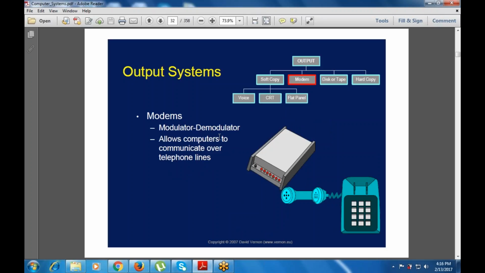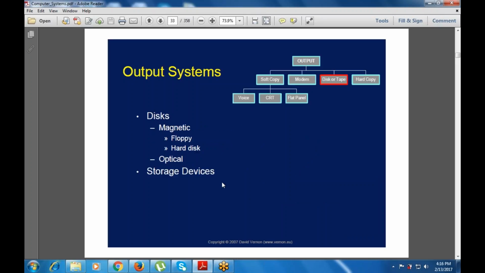Now, next is the modem. What is the meaning of modem? Can anyone tell me what a modem is? Yes, modem stands for modulator and demodulator. That means conversion of the analog into the digital signal is done by the modulator, and the conversion of the digital signal into the analog is done by the demodulator. This also allows a computer to communicate over the telephone lines. How is it used over the telephone line? It is used with the output system, with the modulator and the demodulator.